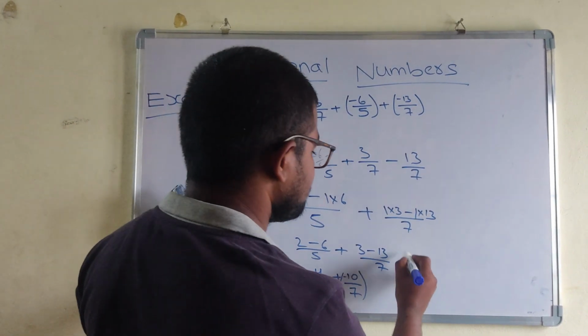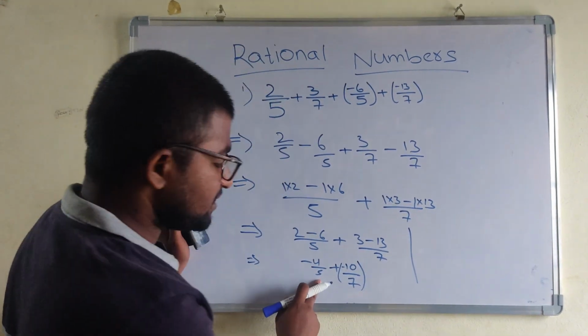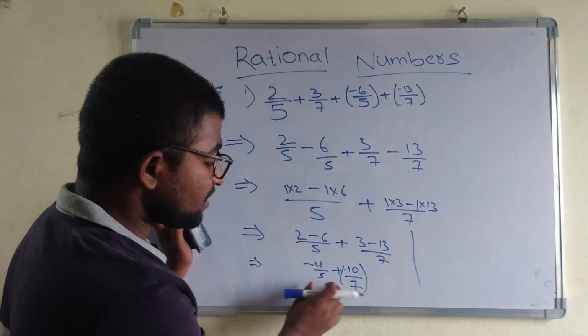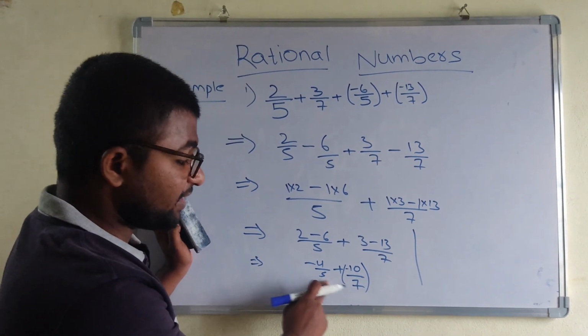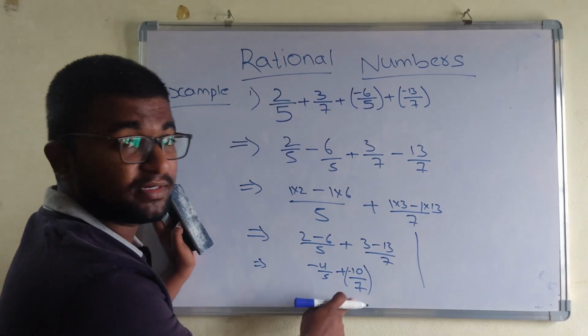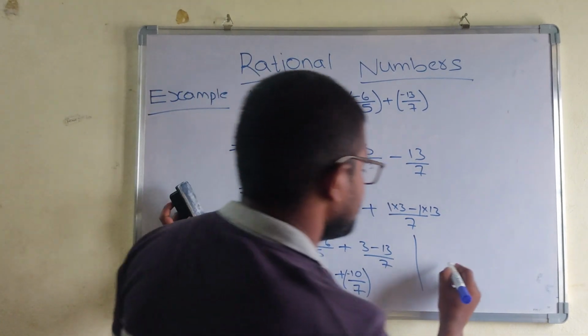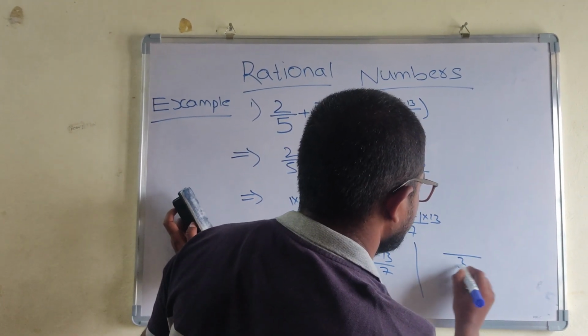Next, what is the LCM of 5 and 7? The LCM of 5 and 7 is 35. That is 35.